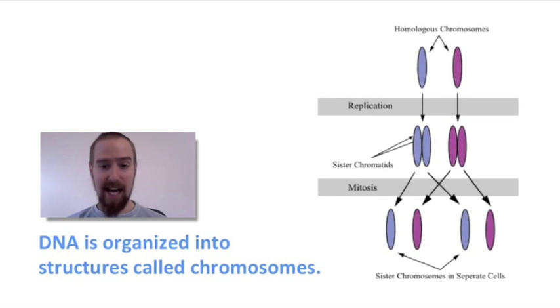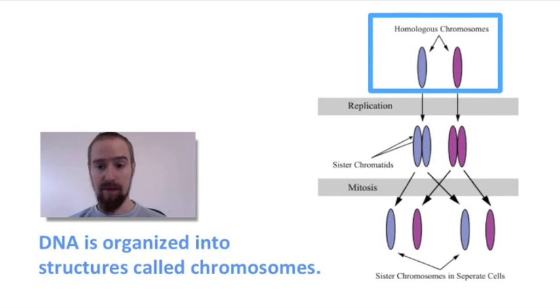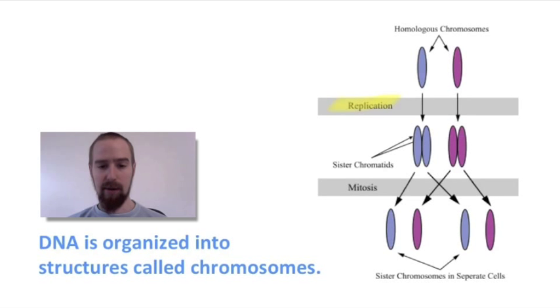This figure depicts how these chromatids and chromosomes get sorted during cell division. At the top, we can see a pair of homologous chromosomes prior to replication. These homologous chromosomes have the same genes, but they may or may not have the same alleles. After DNA replication, each duplicated chromosome contains two sister chromatids.